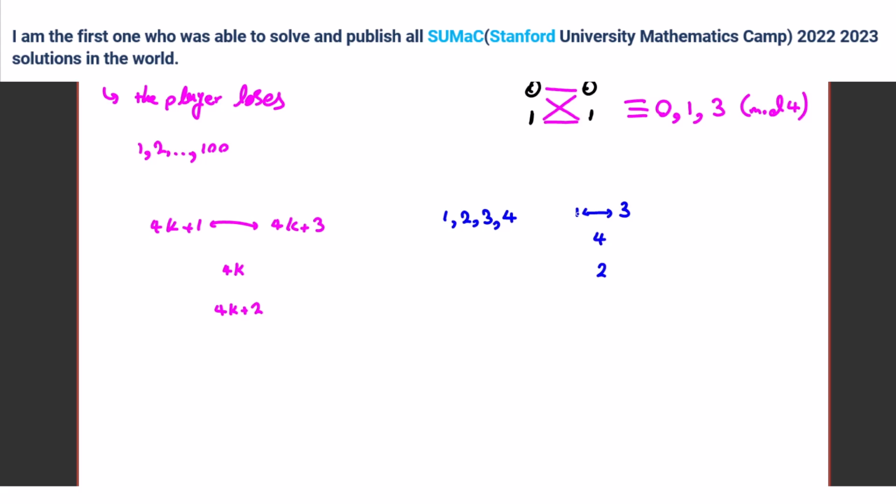What's the winning strategy of the second player? You always make the total a multiple of 4. If Naomi picks 4k plus 1, you pick 4k plus 3. If Naomi picks 4k, you pick the same. For example, I take 1, then you pick 3. Then I take 4. No, we cannot take 4 again, right? We have only one 4 here.